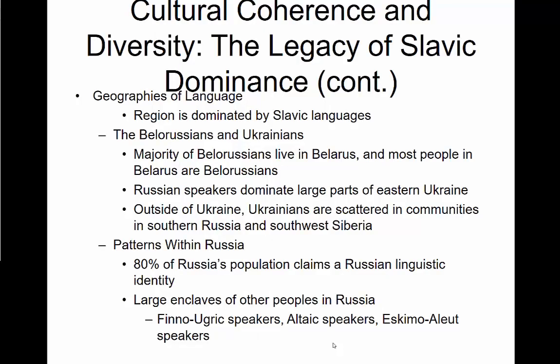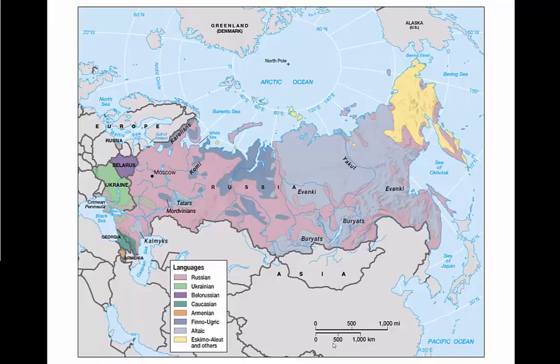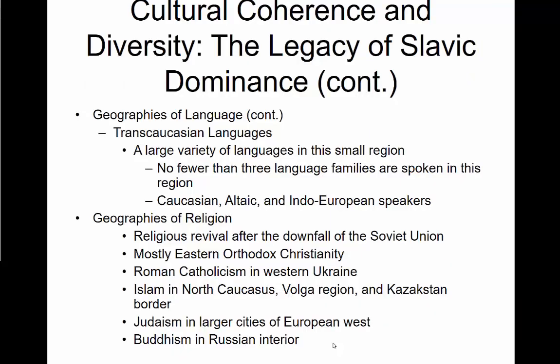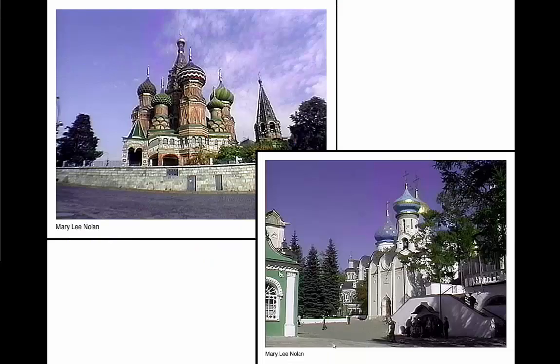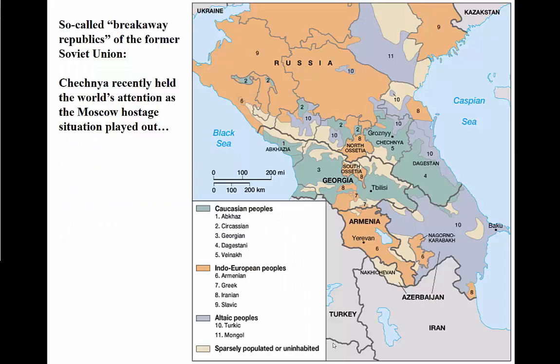So this talks about the geography of language. And you can see some of the languages related to Russia and the Russian domain. Transcaucasian, okay, the Caucasus region down in the south. And then the Russian Orthodox churches. You can see some examples of these. Talk about some of these breakaway republics.